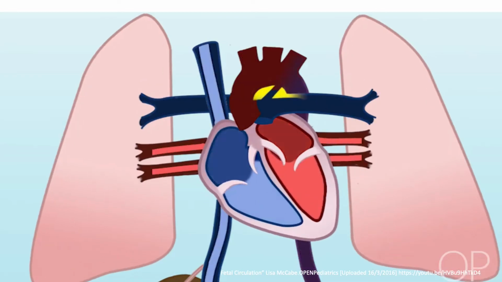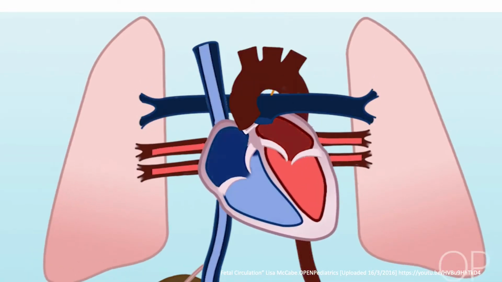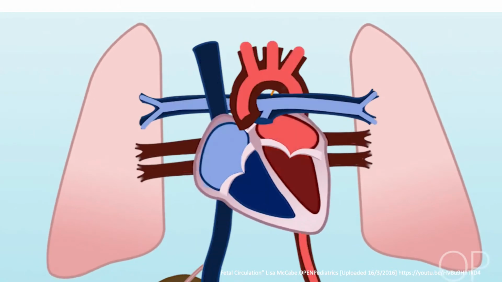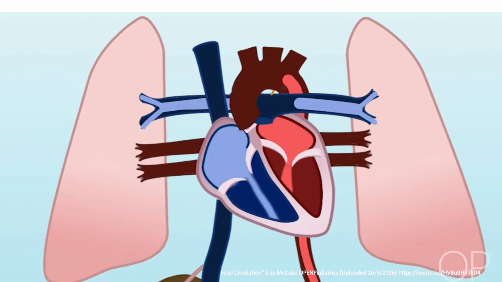The ductus arteriosus begins to close shortly after birth, once the infant begins to breathe. Normally, the ductus closes completely in 4 to 10 days.